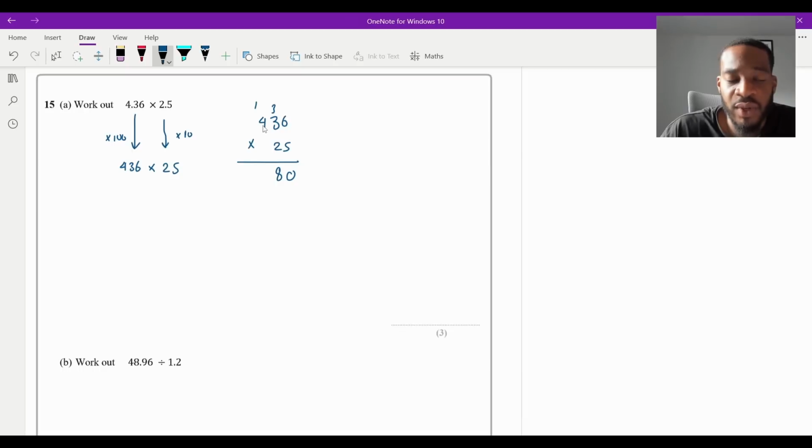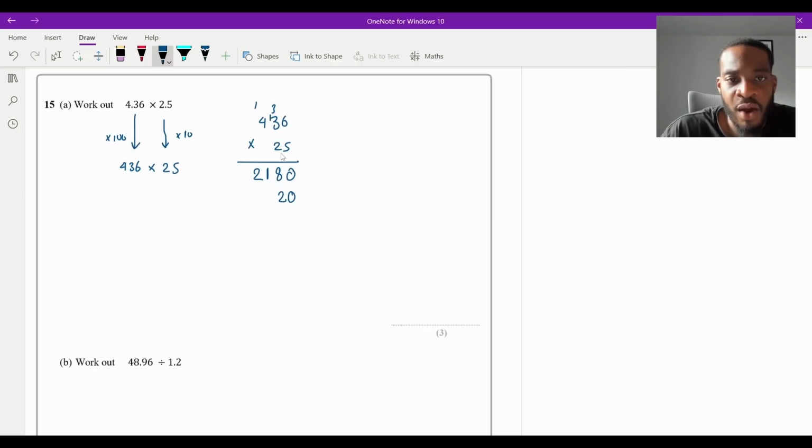5 times 4 is 20, add the 1, that's going to be 21. So that's going to be like that. And then now I'm going to do the second digit, the 2. Because I'm doing the 2, that's the tens column, I'm going to put a 0 here. And now 2 times 6 is 12, so I'm going to put the 2 here, carry the 1, just here.